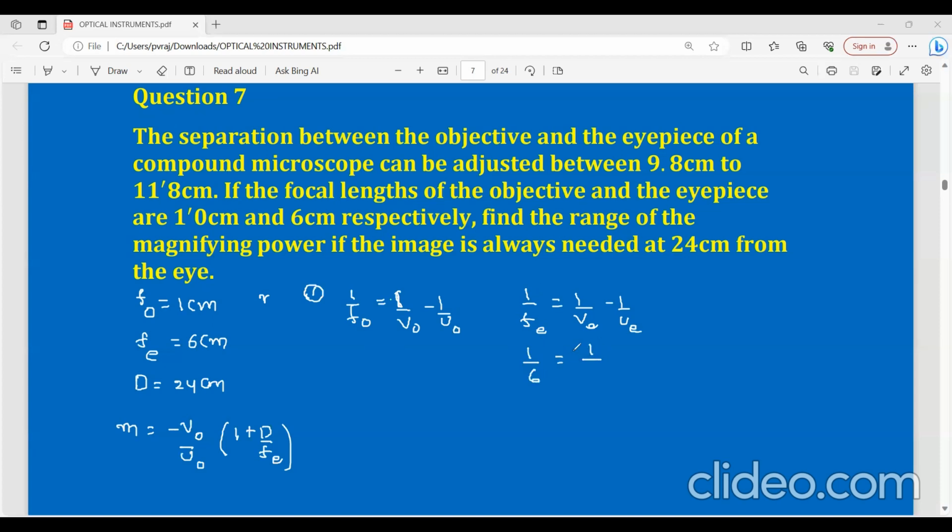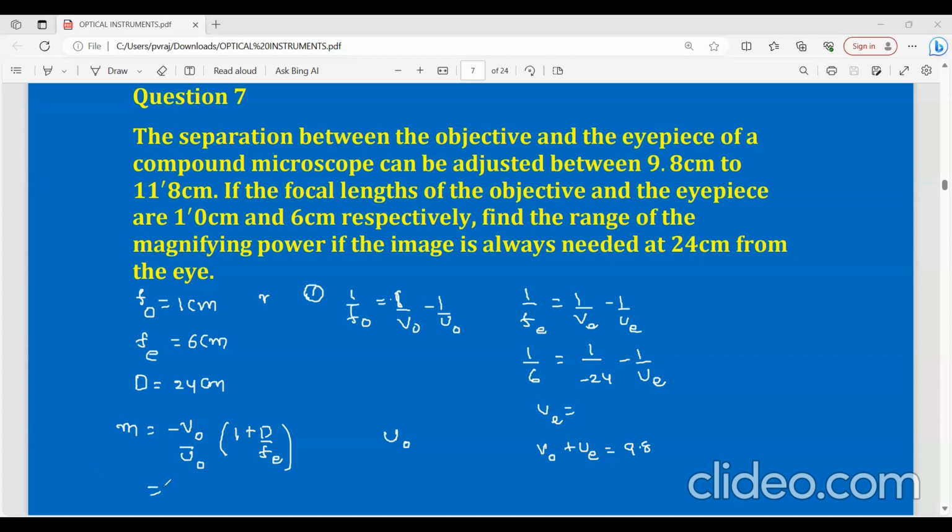For eyepiece, where does the image form? At 24 centimeters only, na? So you can mention here minus 24 minus 1 by UE. By using this, you can calculate the value of UE. You can calculate UE value when substituting in the separation. What is the separation? Image distance of objective plus object distance of eye lens. The sum is given 9.8 centimeters in first case. If you know the UE value, you can know the VO value. By substituting here, you will get UO value. Then you can substitute here and you will get the answer for magnification.